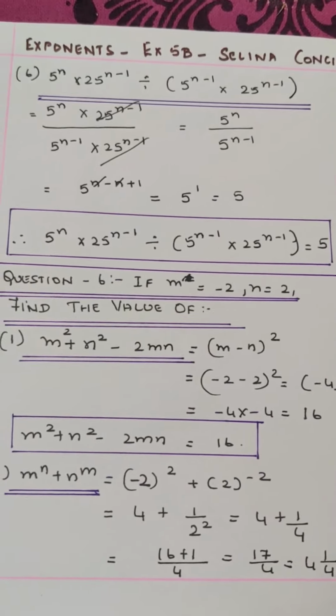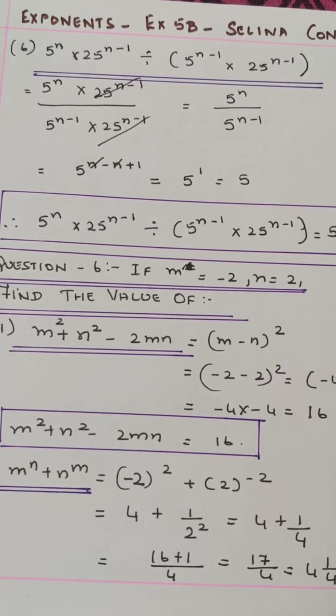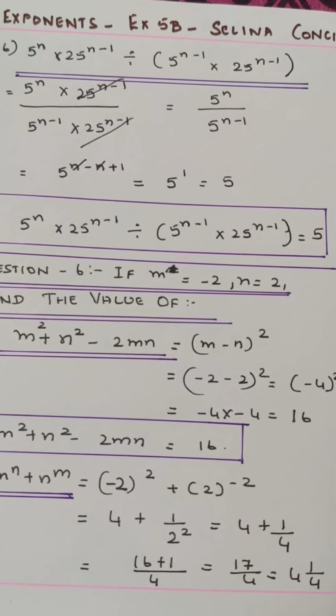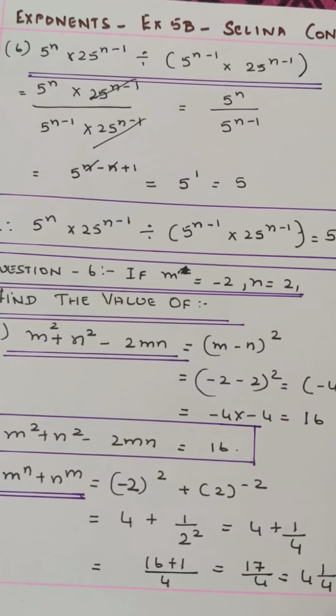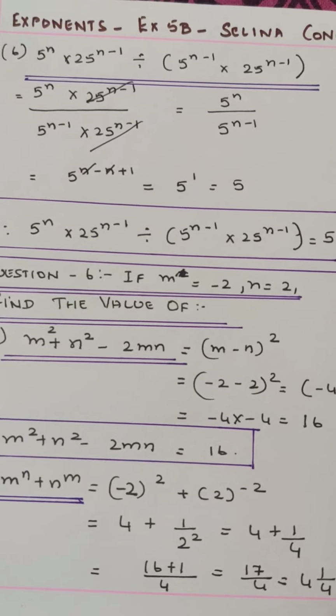Okay, the last one, question number 5. 5 to the power of n into 25 to the power of n minus 1 divided by 5 to the power of n into 25 to the power of n minus 1. So it becomes 5 to the power of n into 25 to the power of n minus 1 divided by 5 to the power of n minus 1 into 25 to the power of n minus 1.